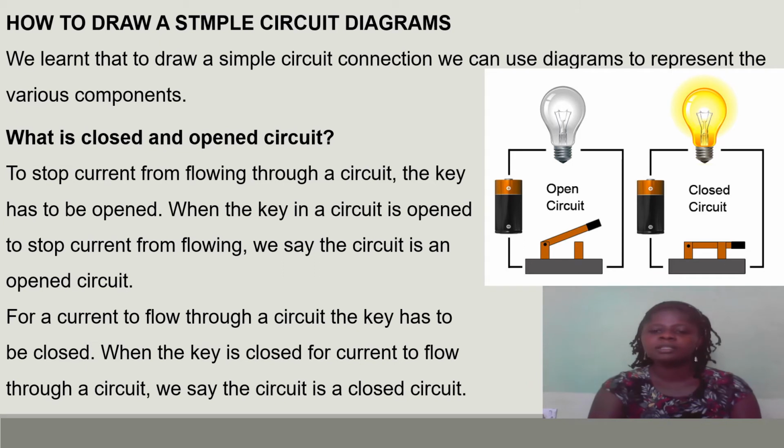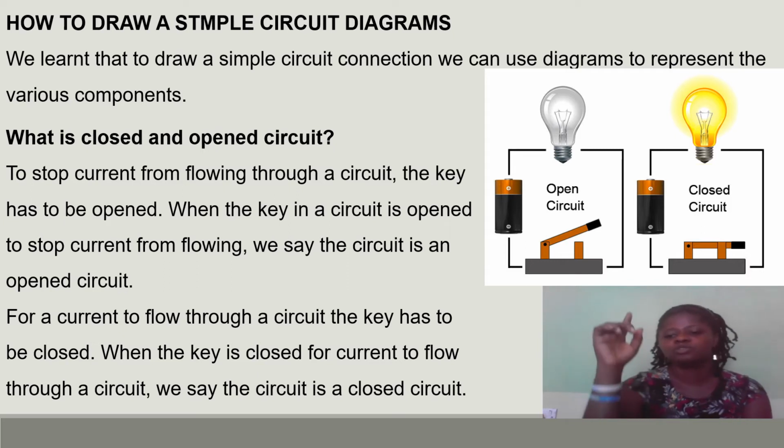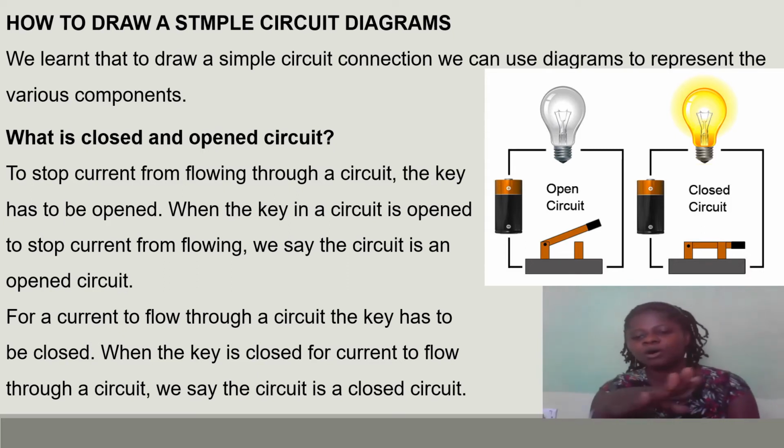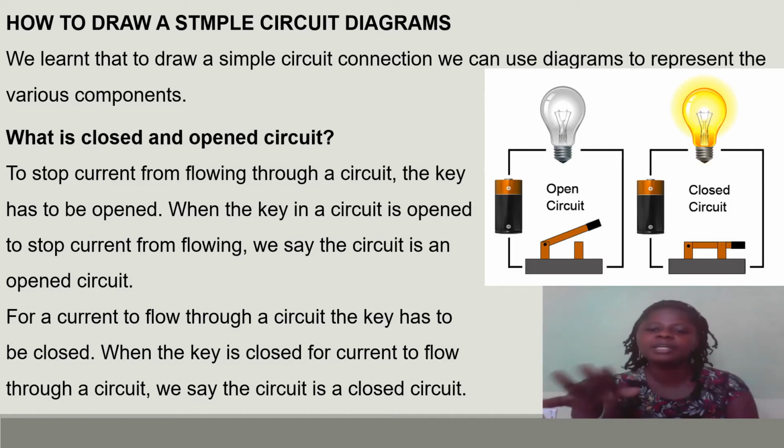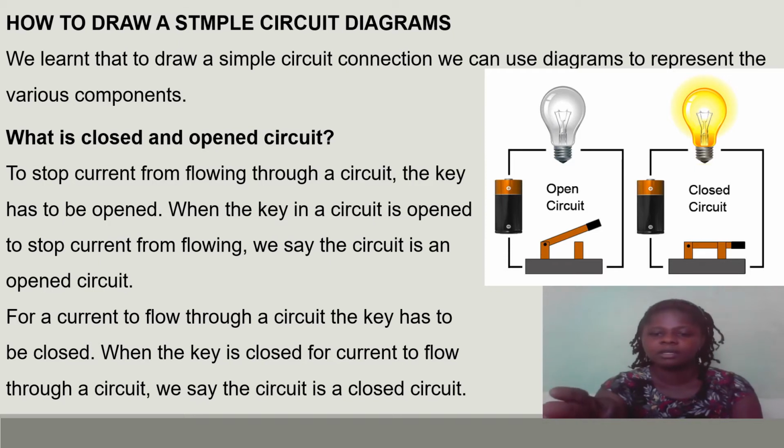Now you can see that in one of the switches, part of it is raised up, and in the other one, all the parts are down. The one that has a part raised up, we call an open circuit. Once we open the circuit, there is no flow of current, so the bulb is not on, it's not lighted.